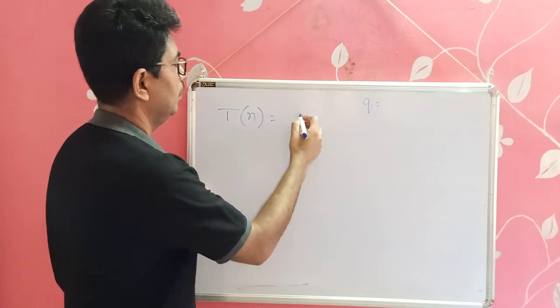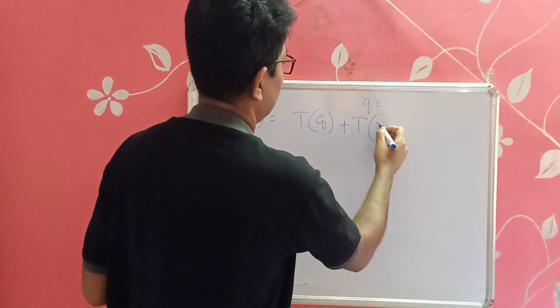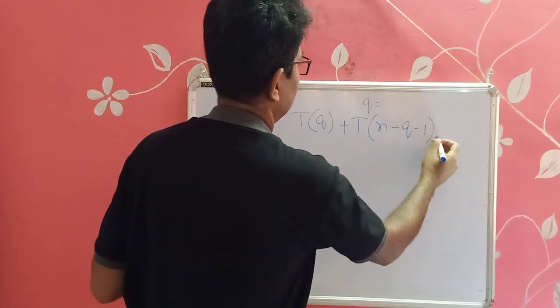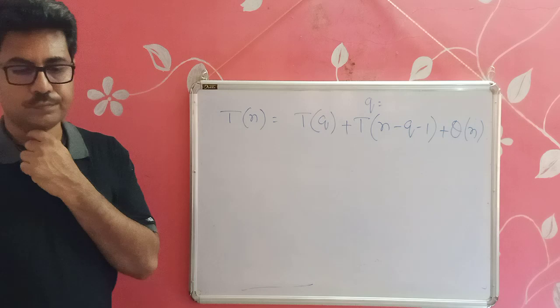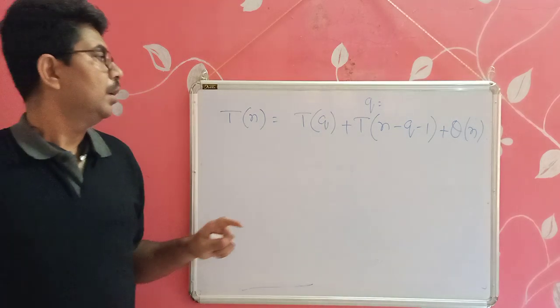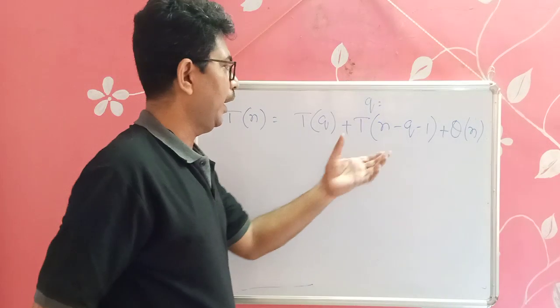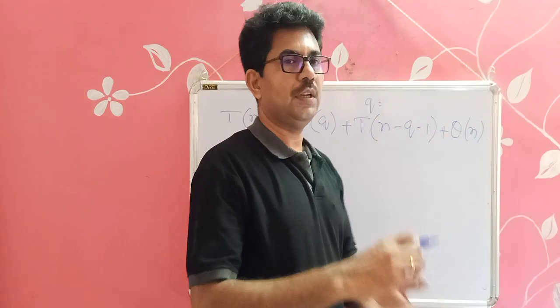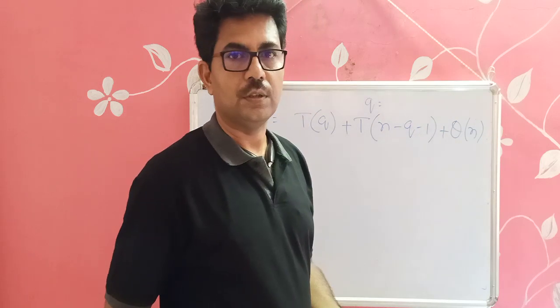recursion as T(q) plus T(n minus q) plus theta of n, right? So here q is the number of elements in the left side, and n minus q minus 1 is the right side, and theta of n is for the partition algorithm.